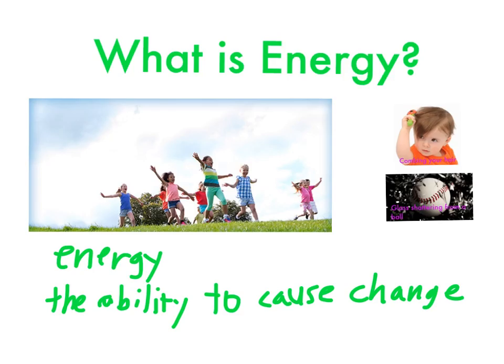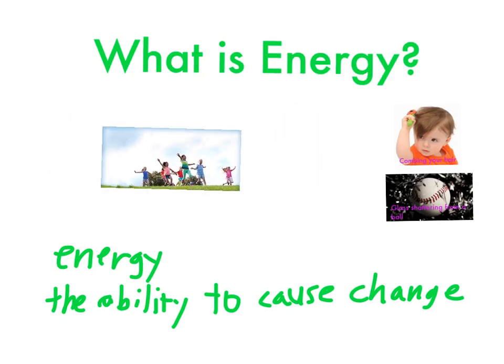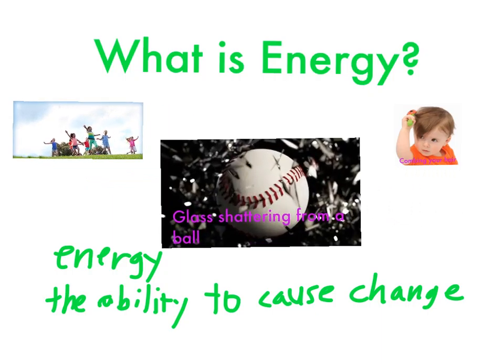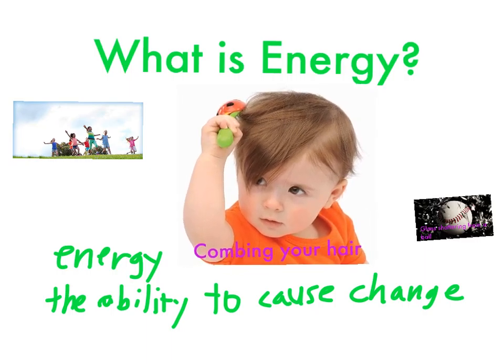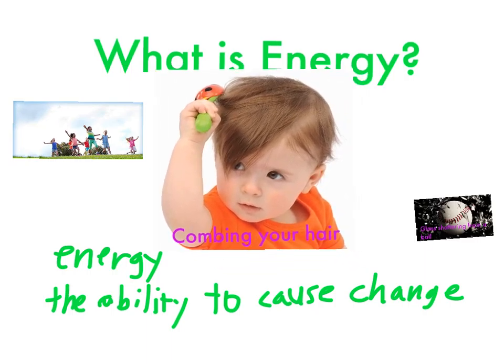And I have two different types of examples for changes in energy. The first type that we have is glass shattering when a baseball hits it. So when a baseball hits a window, you basically have kinetic energy that's all stored in the baseball, and that energy is being transferred to the window, and it's actually what breaks the window apart and shatters that window. Now, our other example is combing your hair. In this example, the food or the energy that you've eaten for the day is actually going into moving your body and moving the comb through your hair.